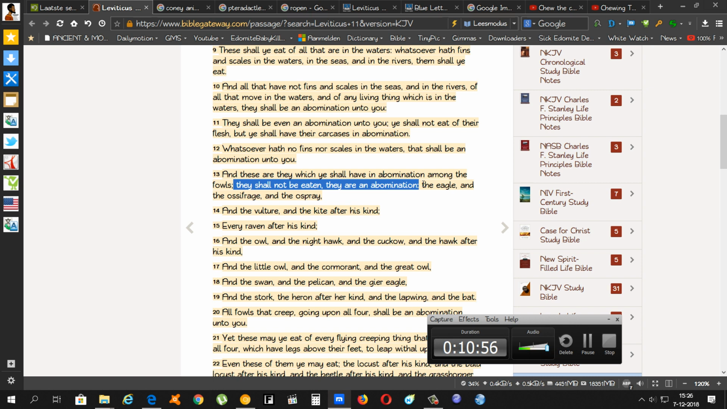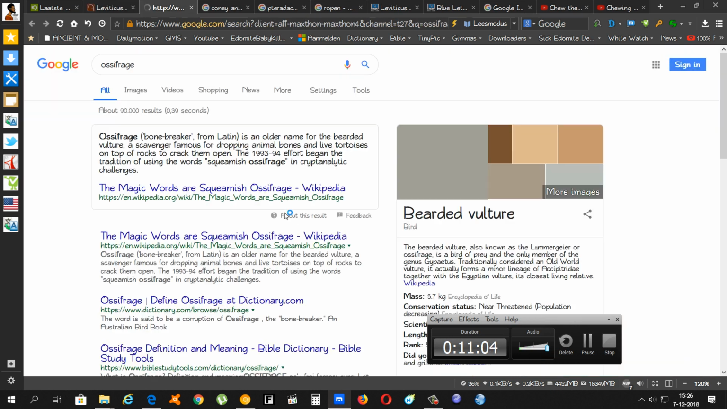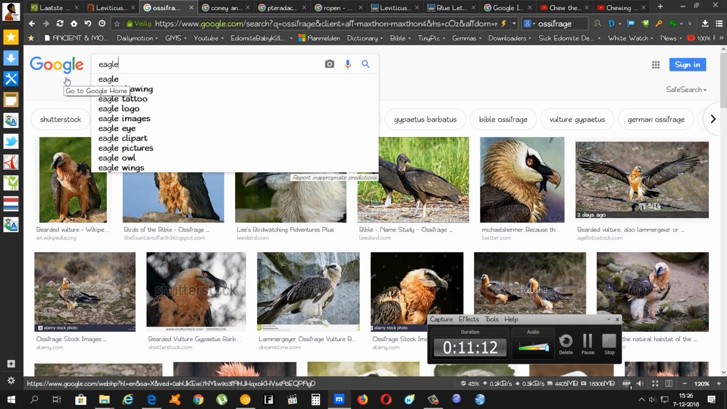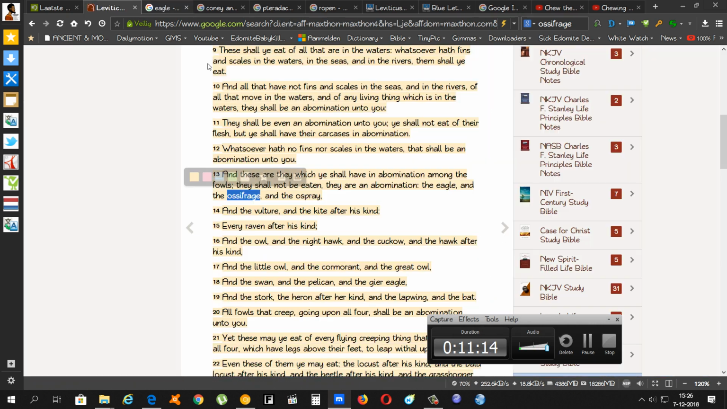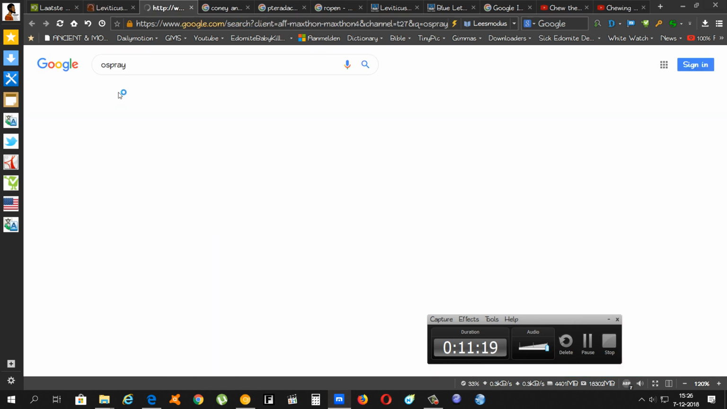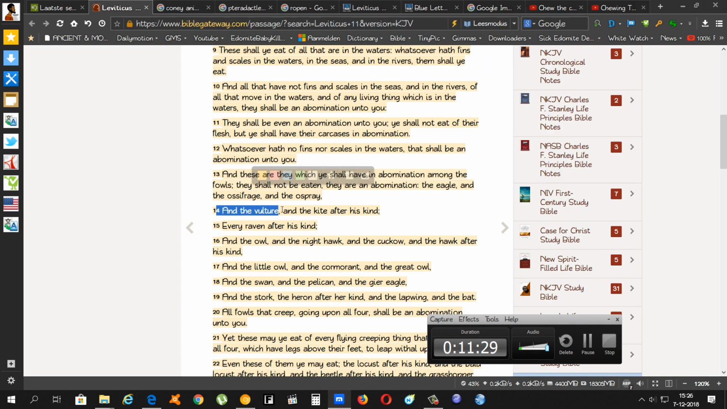They are an abomination. The eagle and the ossifrage. Now you already know what the eagle is. This is the birds that's a family of the vultures and stuff like that. And of course the eagle, you already know that one. And the osprey, which is this animal, but nowadays you spell it different, which is another family of the eagle and the hawk and stuff like that. And the vulture and the kite after his kind.